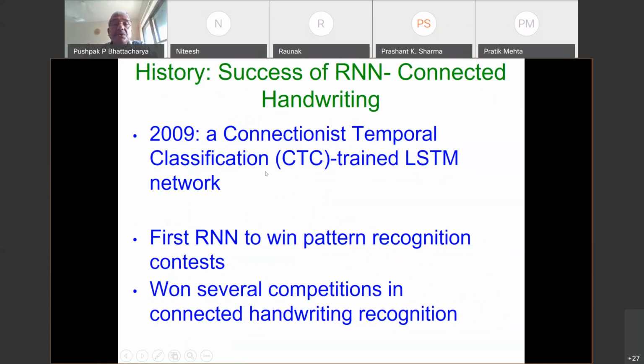Then RNN was also used for connected handwriting recognition. Connected handwriting is also a kind of sequence processing. Characters flow into each other to form words, then words form sentences. So here again, we need to process sequences of building blocks in connected handwritten patterns. And here again, RNNs showed very impressive performance and won several competitions in this particular task.